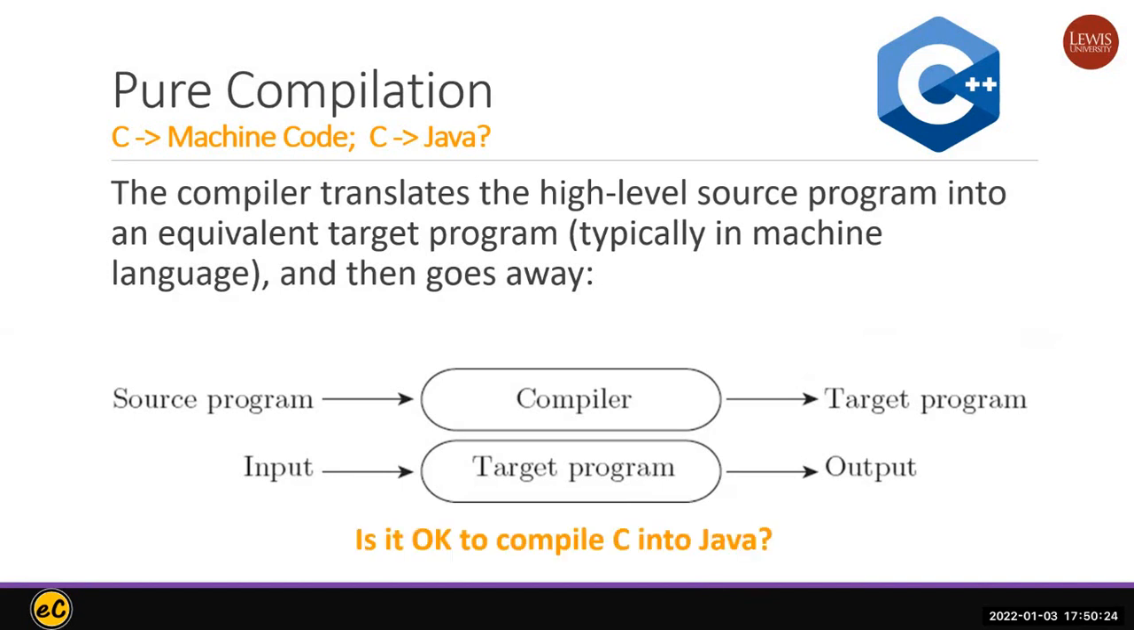So it is possible to compile C into Java, of course, yes. Compilation between high-level languages is also possible.